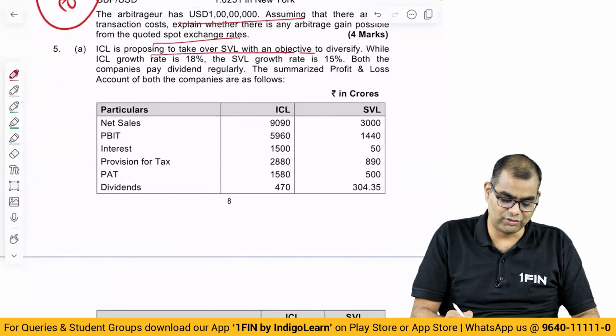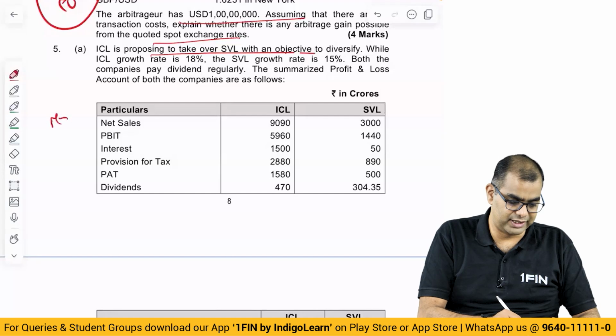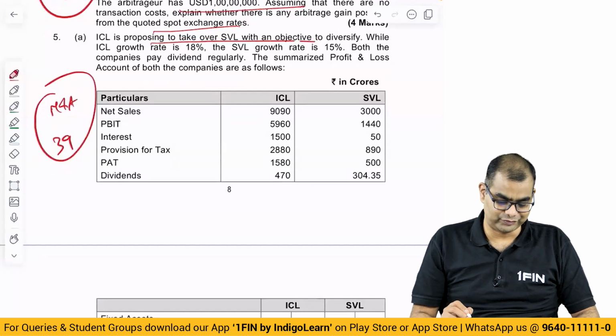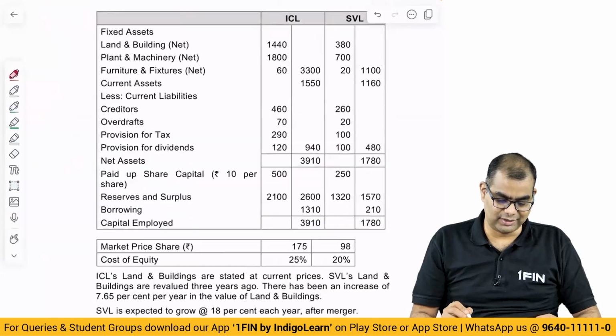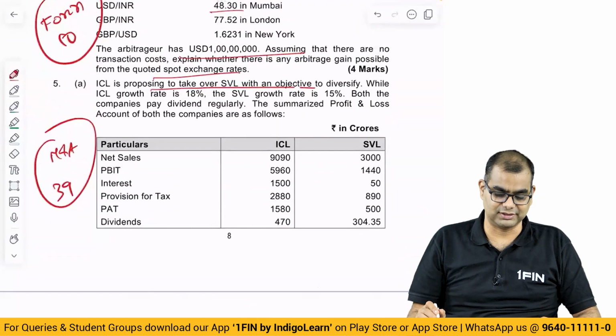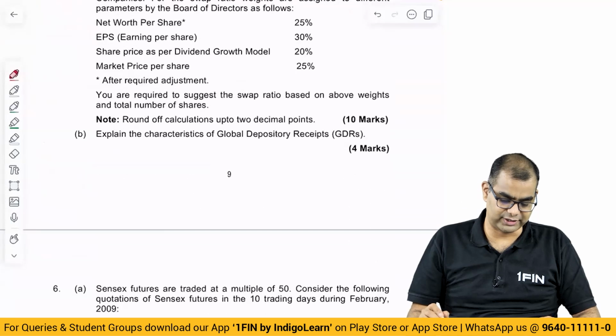ICL is proposing to take over SVL with an objective to diversify. Okay, this is the M&A chapter, question number 39. Nothing needs to be done. Question 39, I need not solve it. It is already available in the P600 plus material. Go and have a look at it.